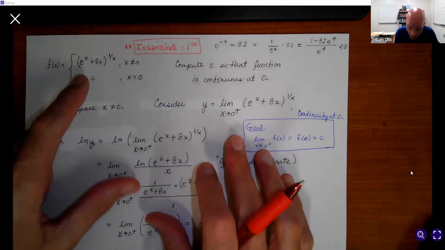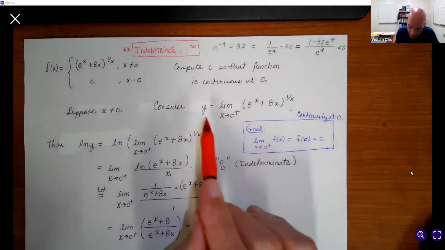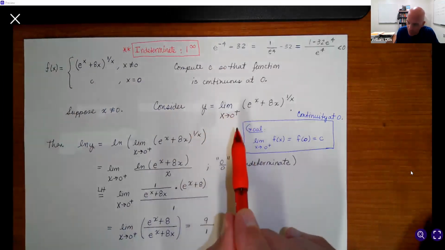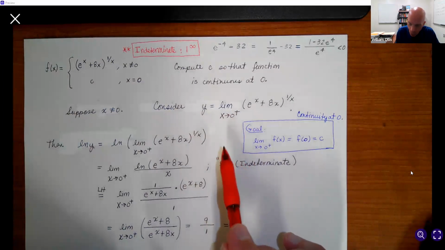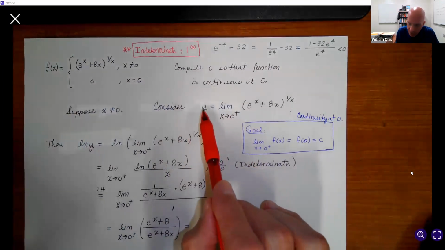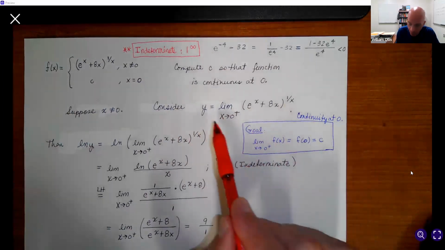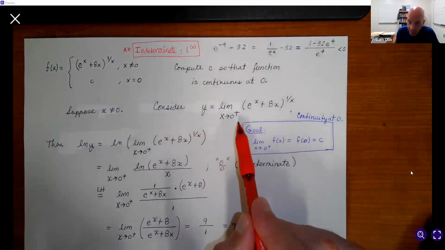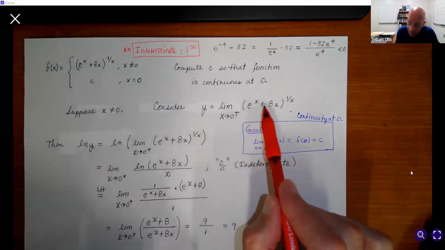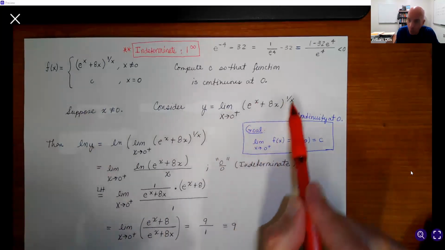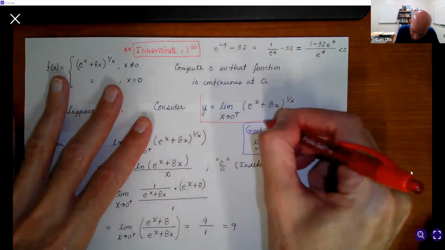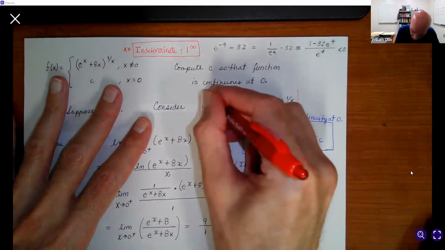Now, what I've done here is I've written this in a form that makes sense, at least in terms of limits. So in order to use continuity of the logarithm, what we do is we just set y, use any variable you want, to be the limit as x approaches 0 from the right of f, which is e to the x plus 8x to the 1 over x. So this is the key here. This is the key step right here.